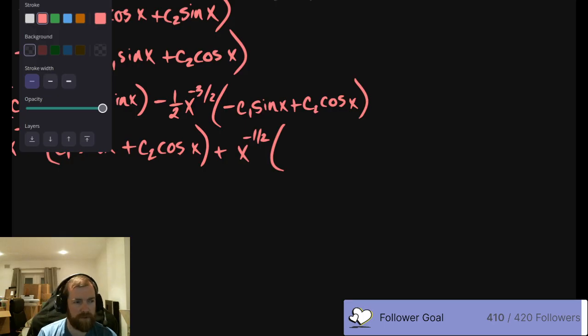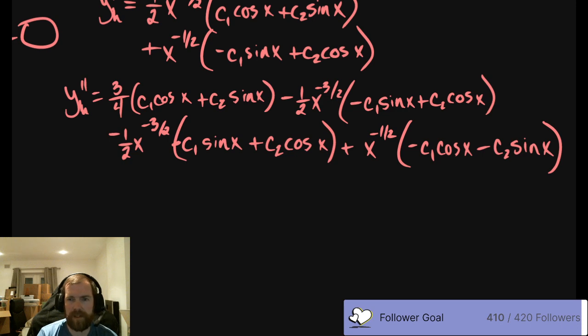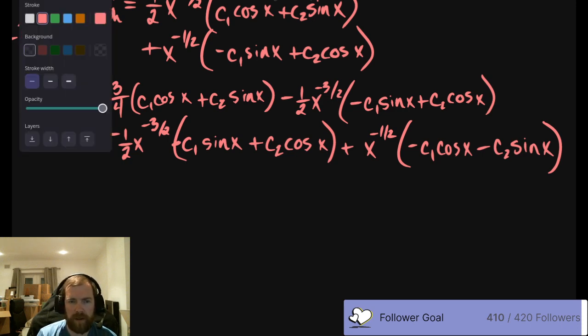Right, now we take the derivative of the inside of this stuff, so negative c1 cosine x minus c2 sin x. Alright, now we try to simplify. This is going to be gross. This should have an x to the negative 5/2 on the outside first.